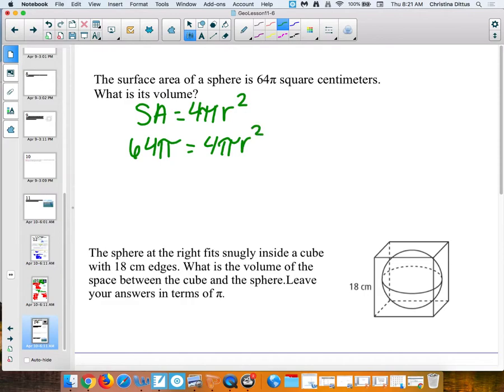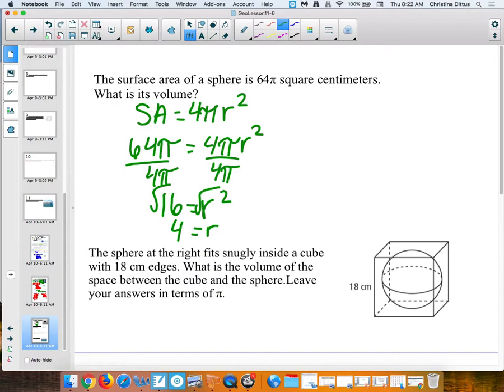And what's my goal? What am I trying to get by itself? R. Okay. First step to getting r by itself, divide by 4 pi. So r squared is how much? 16, which means r is 4 after we use square root. Okay. Am I done?